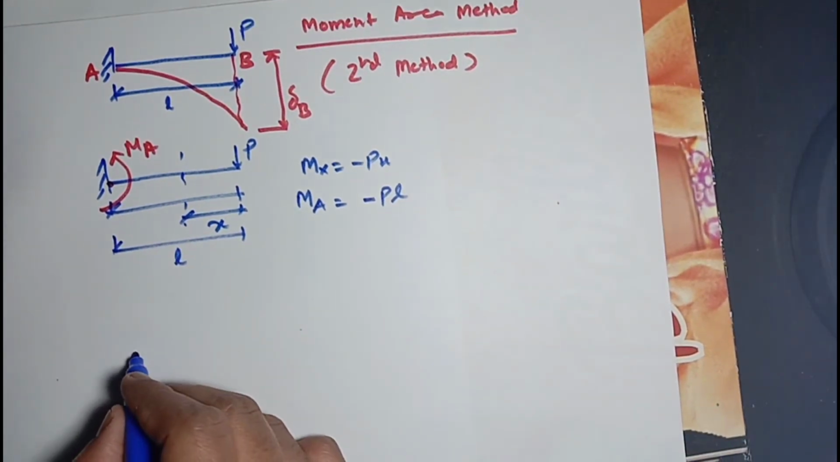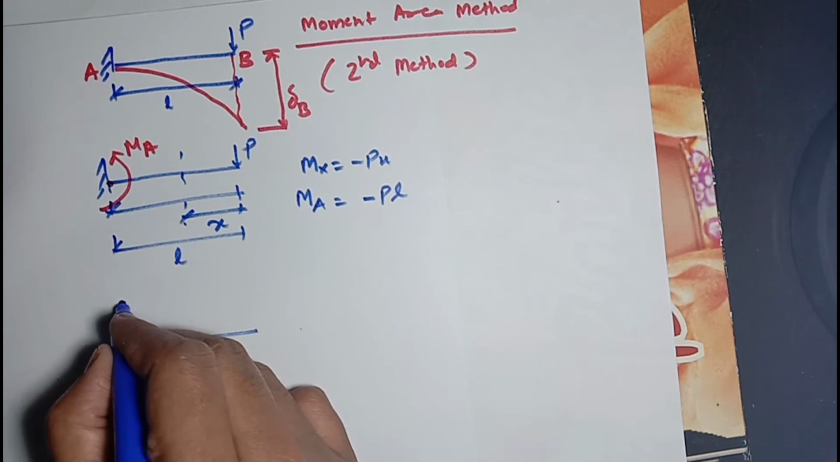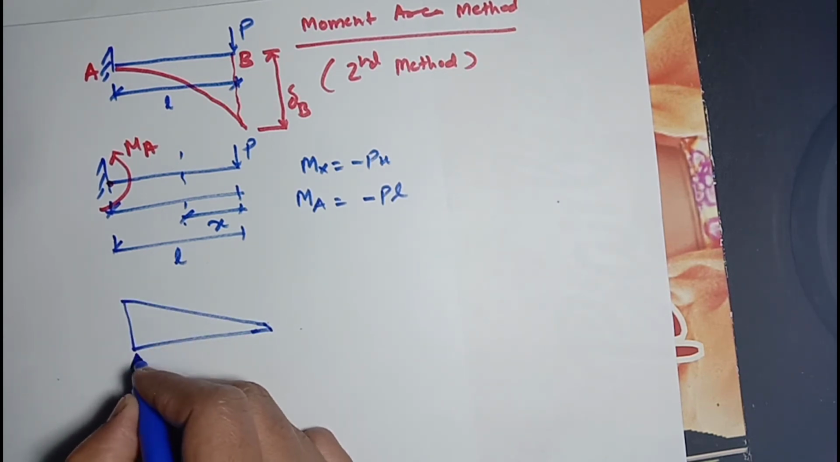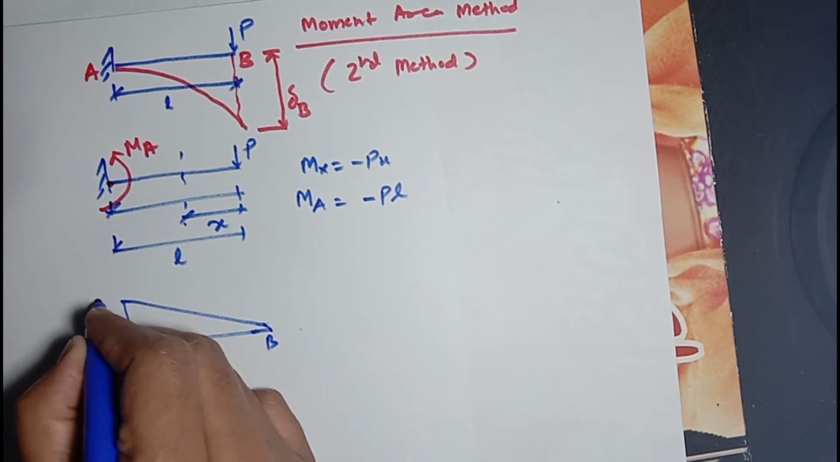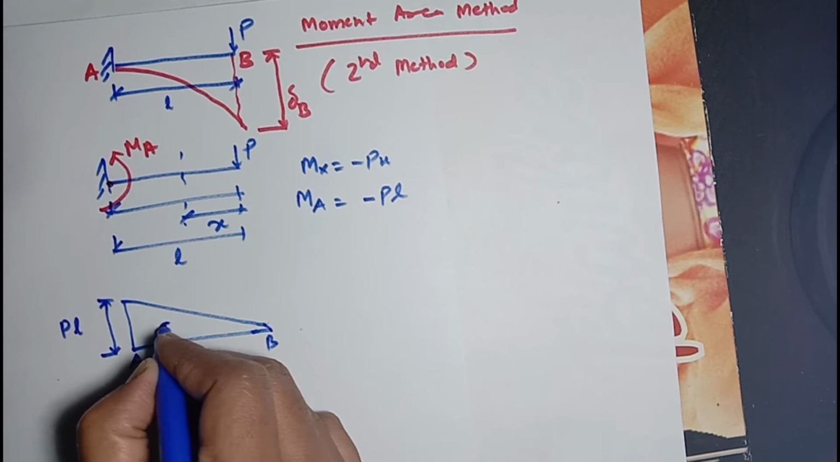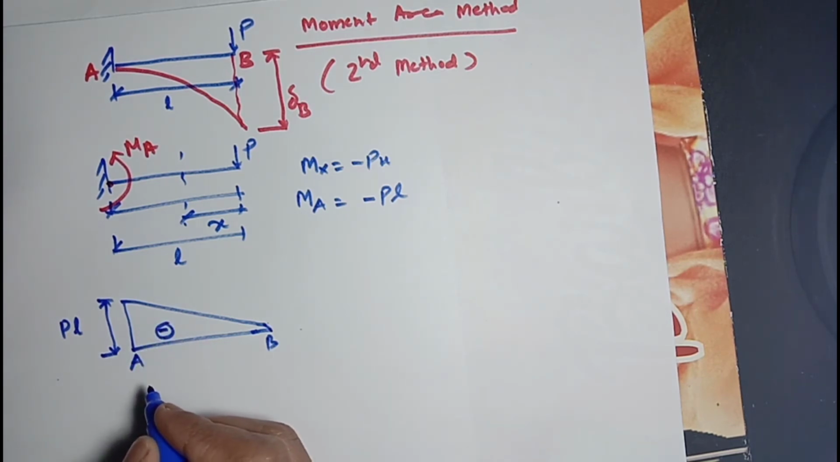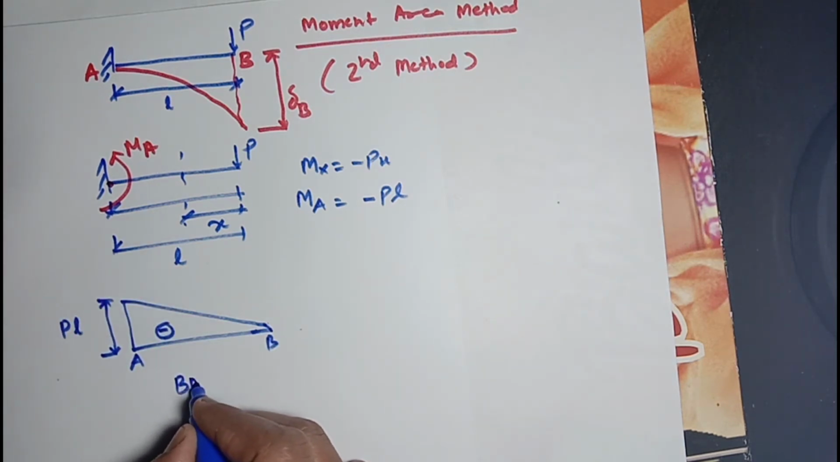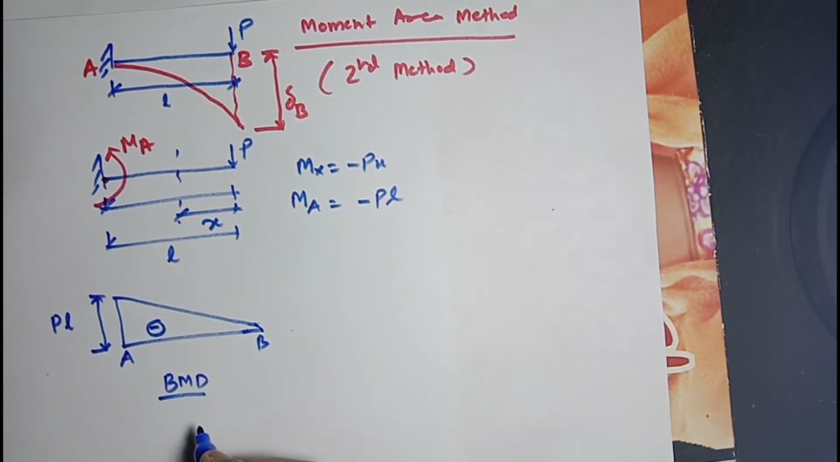So the bending moment diagram will be this one. This is A, this is B, and this is the maximum bending moment, which is P into L with a negative sign, as the bending moment is maximum at the support. This is the hogging moment, which is the bending moment diagram, BMD, for this cantilever beam.